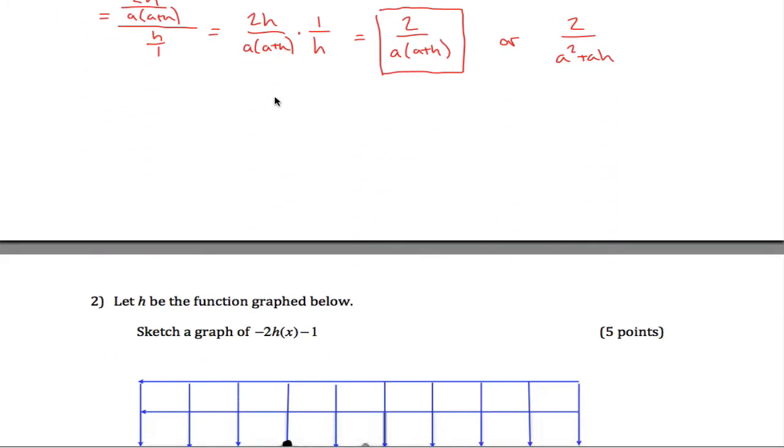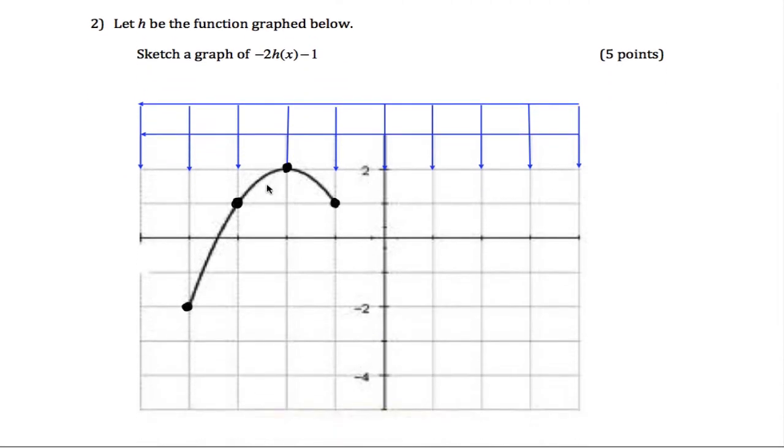All right, moving on. Oh, that looks weird. Sketch a graph of this thing. So what I'm saying is h is this function that I'm showing you right here. So what you need to know is there's two transformations here. This one, which we're going to shift down 1. And this one, maybe I'll even say subtract 1 from your y values.